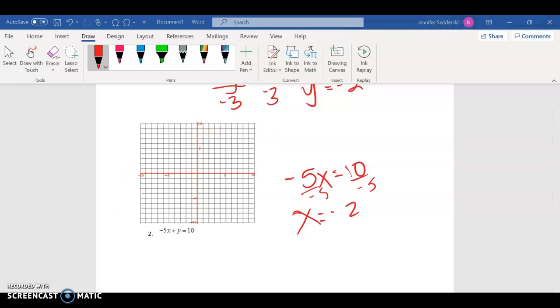For the y-intercept, we pretend like the x is 0. So negative 5 times 0 is 0. So we get y equals 10. So if y is 10, that's up here. And if x is negative 2, that is down here. Sketch this out and you are set.